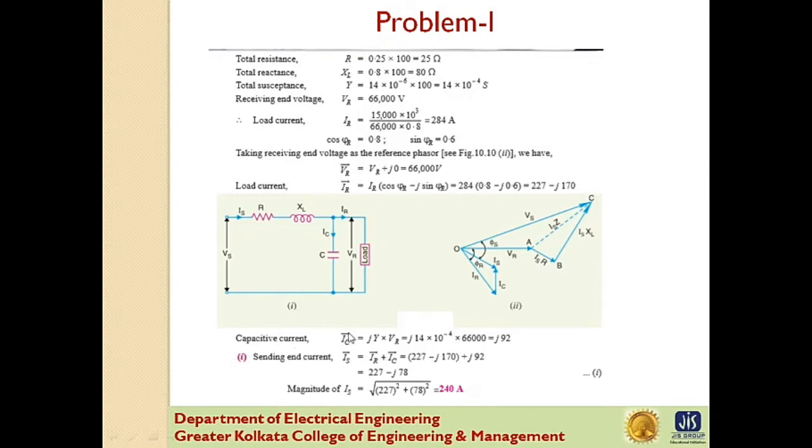Now capacitive current is IC equals, we already know the formula, J into Y, that is our susceptance, into VR. So this is equal to J92. Sending end current IS is equal to IR plus IC, that is equal to 227 minus J78, and magnitude of IS is 240 ampere. We just put the value of IR and IC, we get the value of IS, and the magnitude is determined from this value, which is equal to 240 ampere.